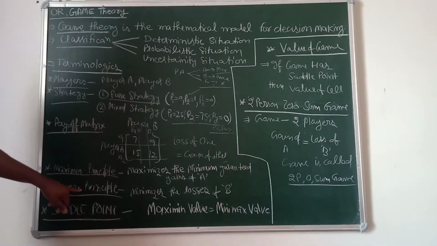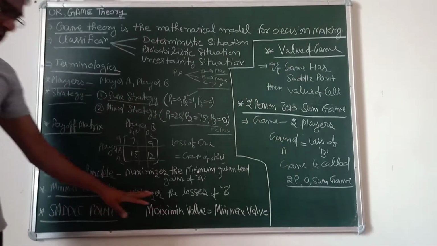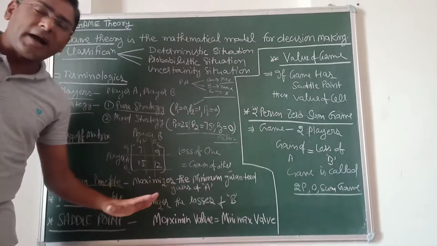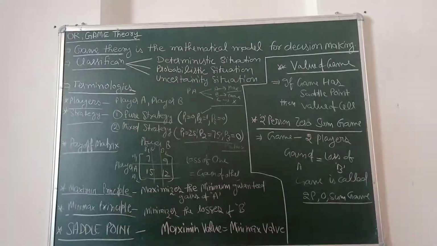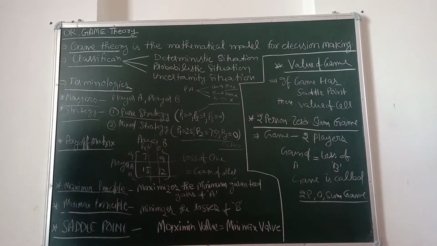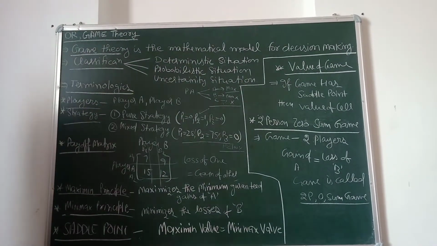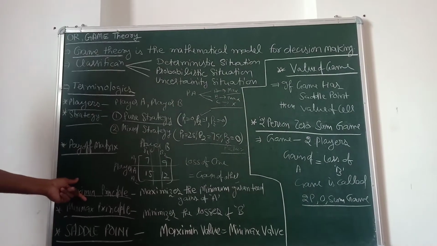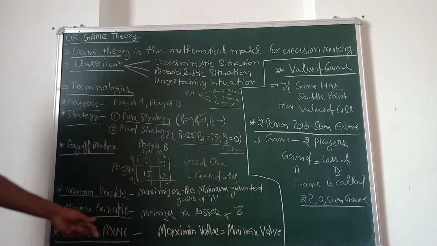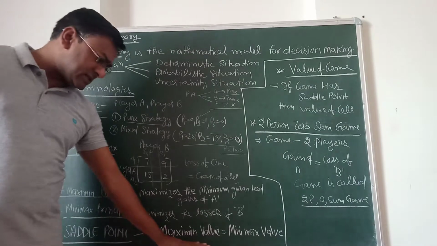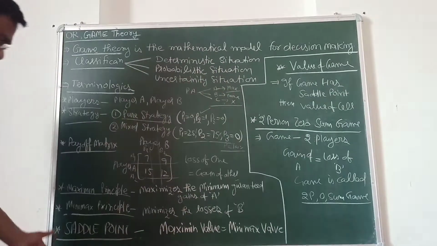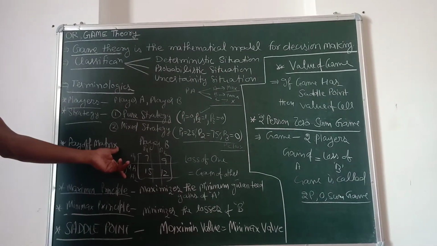According to this principle, the loser always tries to minimize his maximum loss. So this is the maximum. Now this is the most important point. This is the saddle point. A saddle point is achieved when the maximin value becomes equal to the minimax value. When this type of condition arises, we can say that there is a saddle point in the payoff matrix.